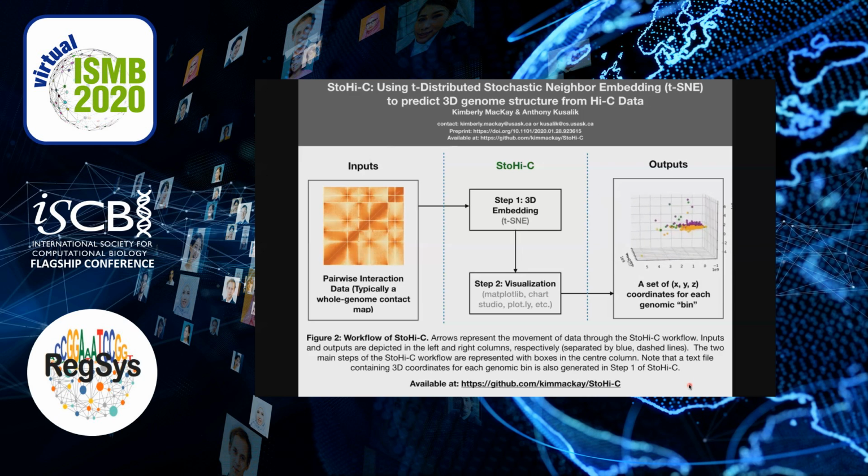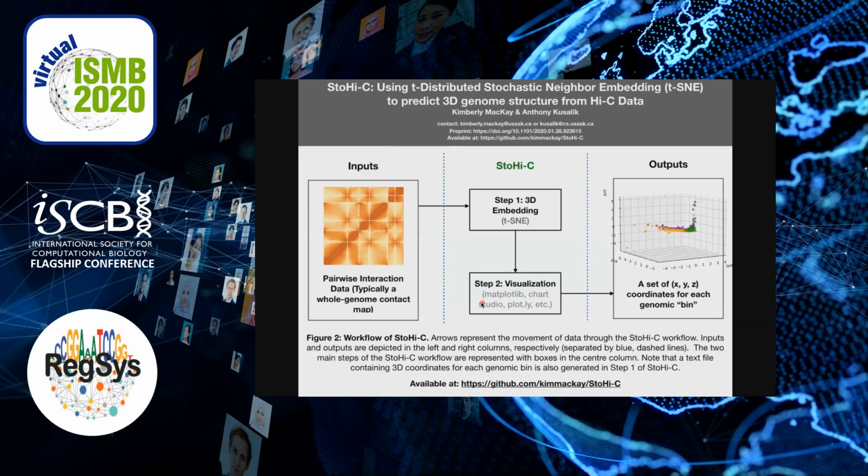So we developed this new workflow called StoHi-C, and all it does is it takes our whole genome contact map as input, uses t-SNE to perform the three-dimensional embedding, and then we take the XYZ coordinates generated by this first step and input them into a visualization tool. On the GitHub page, there are 3 different options, but really you can use whatever kind of visualization tool you would like as long as it takes XYZ coordinates.